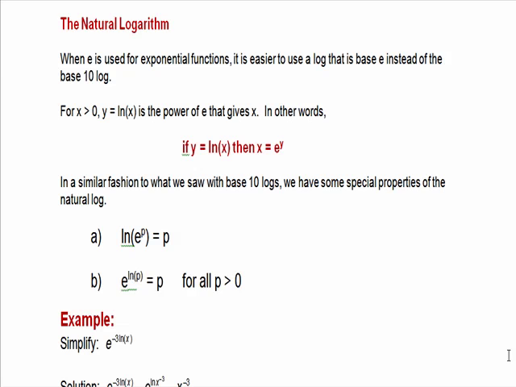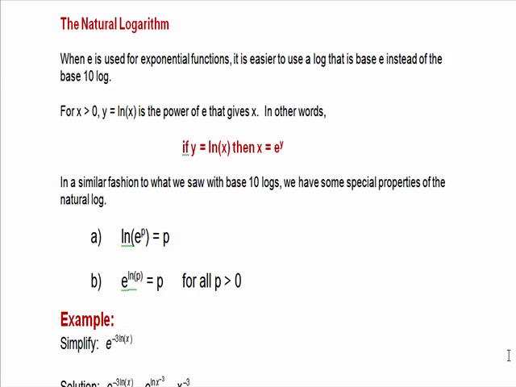So our definition would actually say that for x greater than 0, y equals natural log of x. It is the power of e that produces x. In other words, if y equals natural log of x, which we write as ln of x, then if we were to convert that to an exponential, that would tell us that x would equal e to the y. So if I take the natural log of x, the result of that would be the exponent on e that would produce that x.